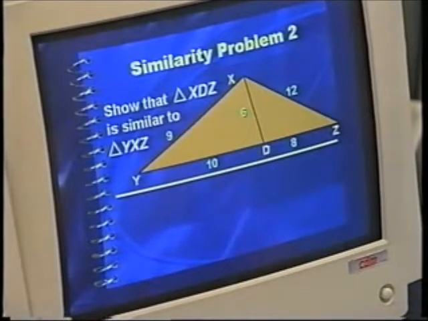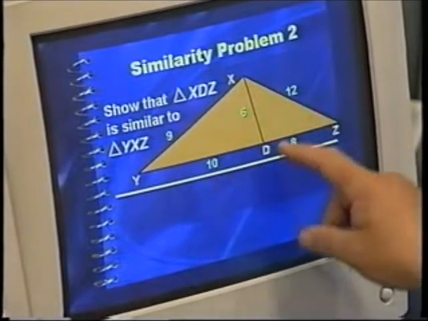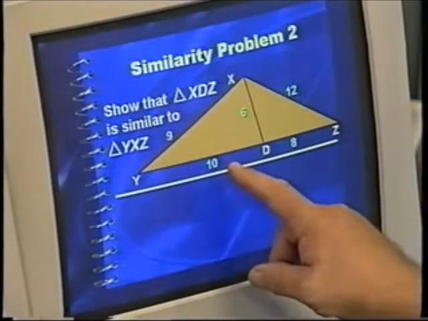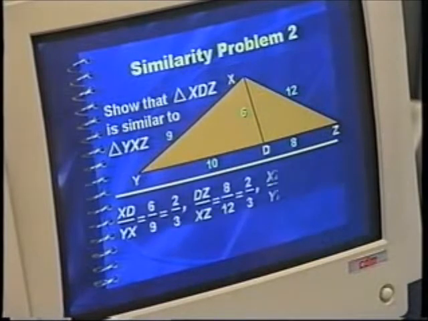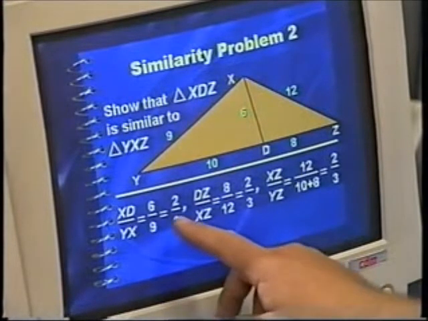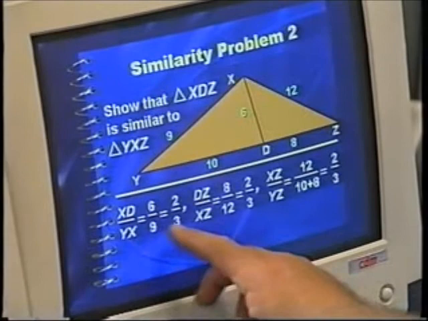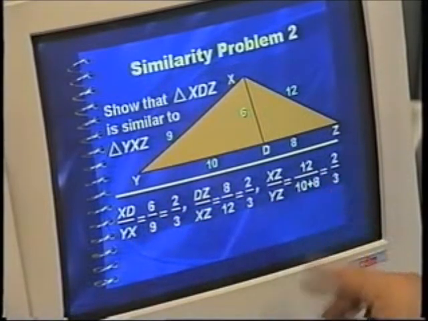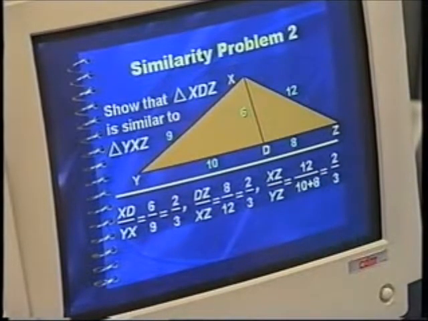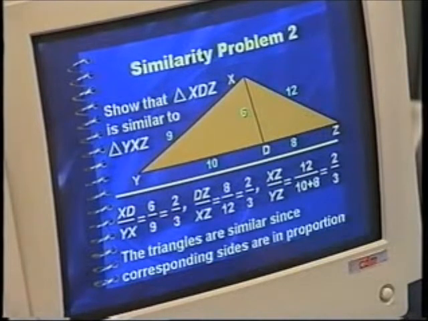Here the triangles don't look similar, but I'm talking here about XDZ and YXZ, the big one. Now, why are they similar? Because those ratios are the same. The sides are in the same ratio. 2 is to 3, 2 is to 3, 2 is to 3. Takes a bit of checking, but that is the way it happens with similar triangles sometimes. Hence, they are similar because the sides are in proportion.